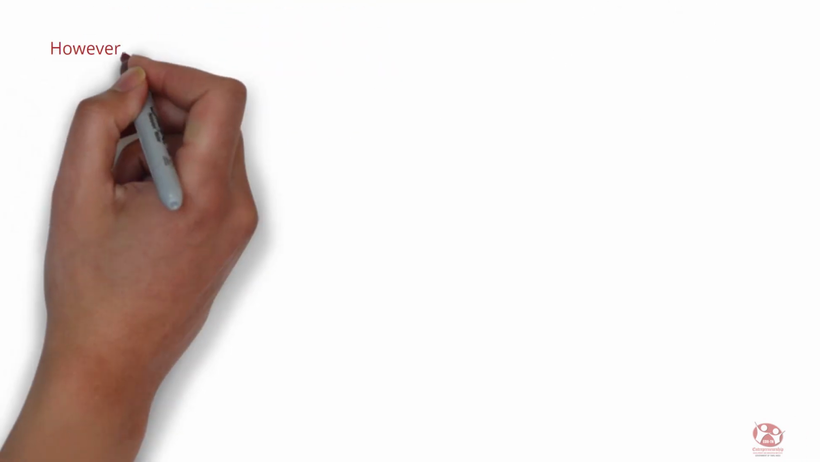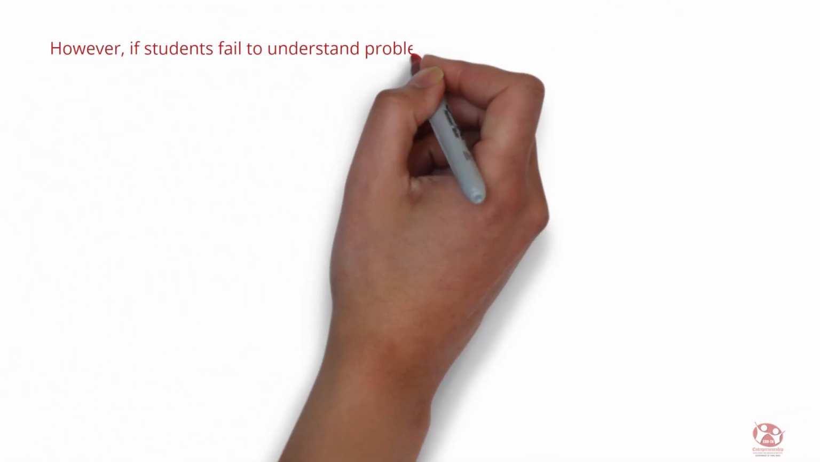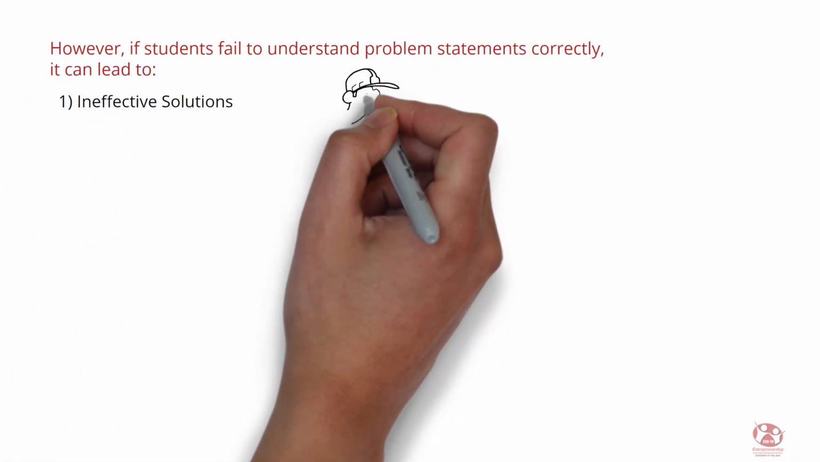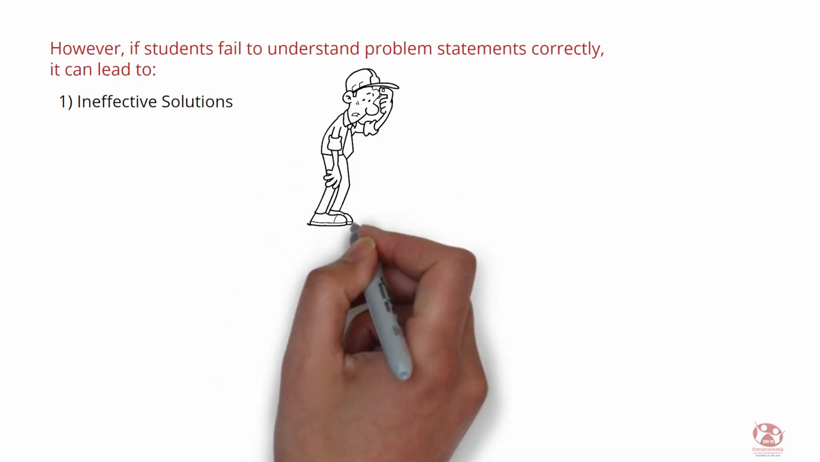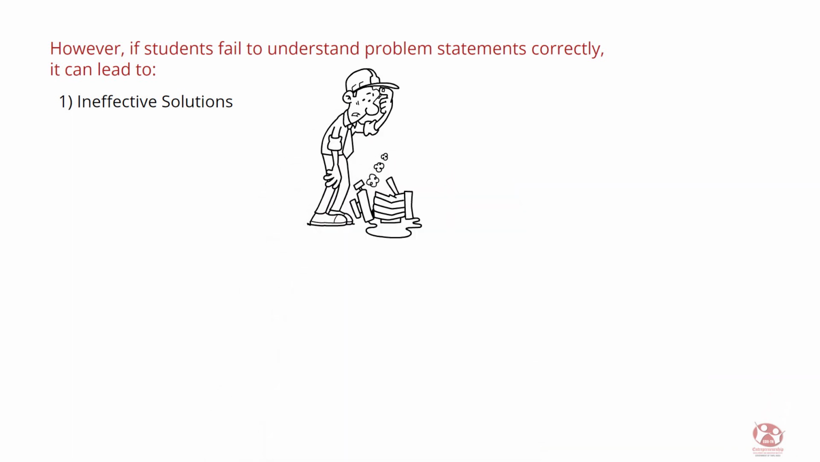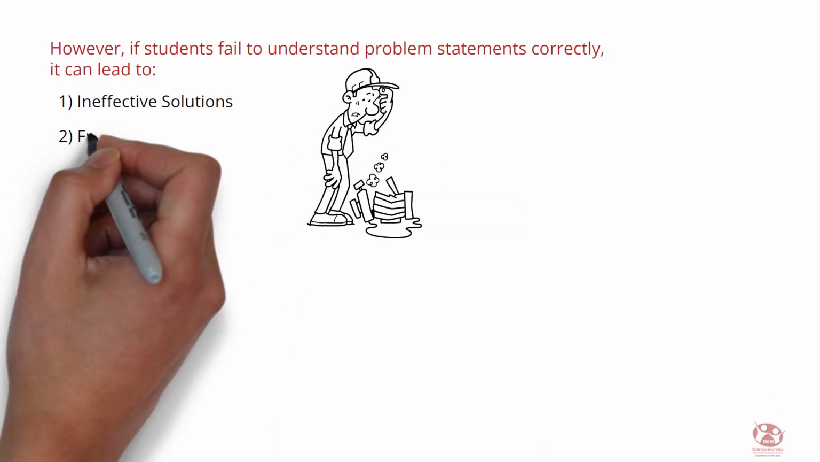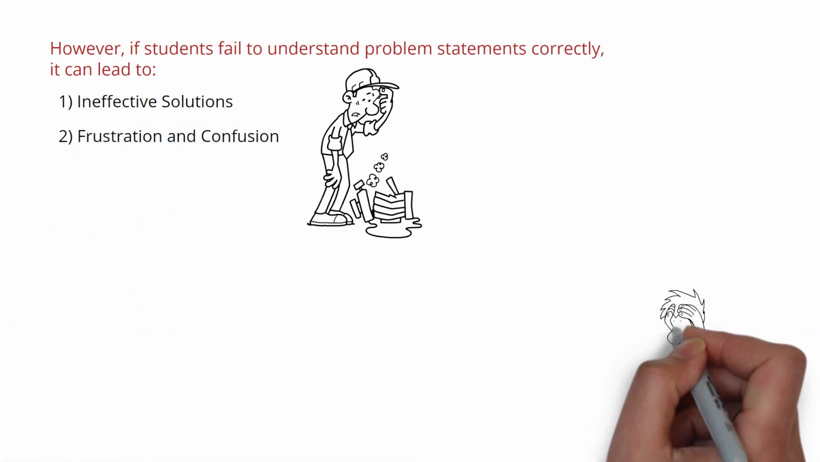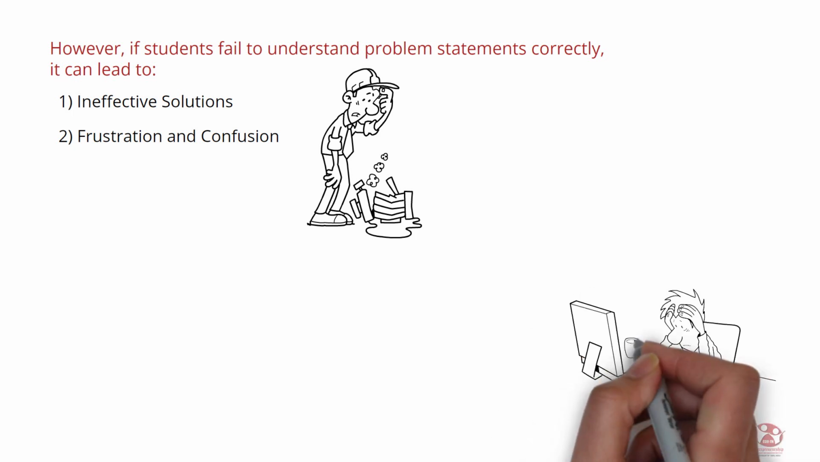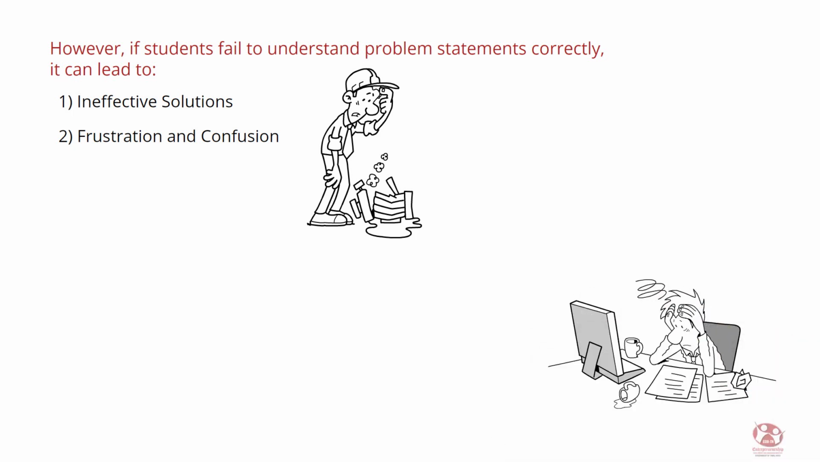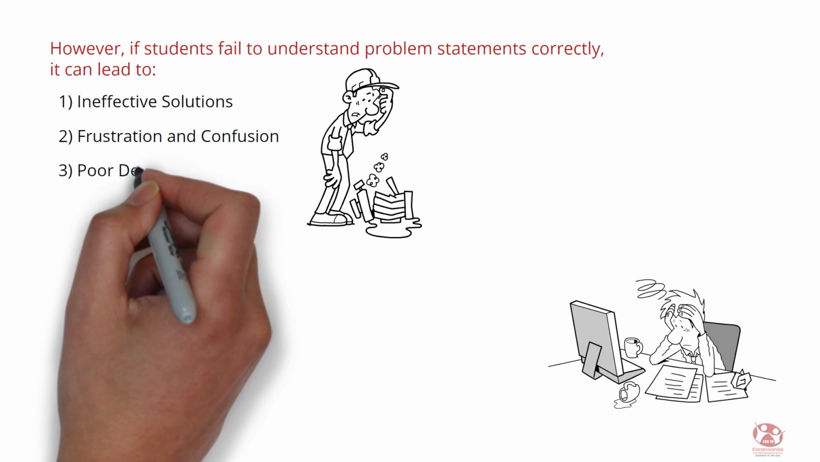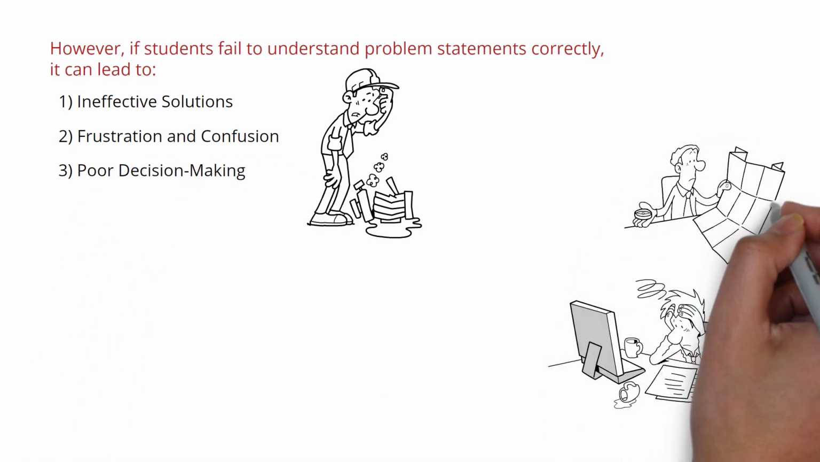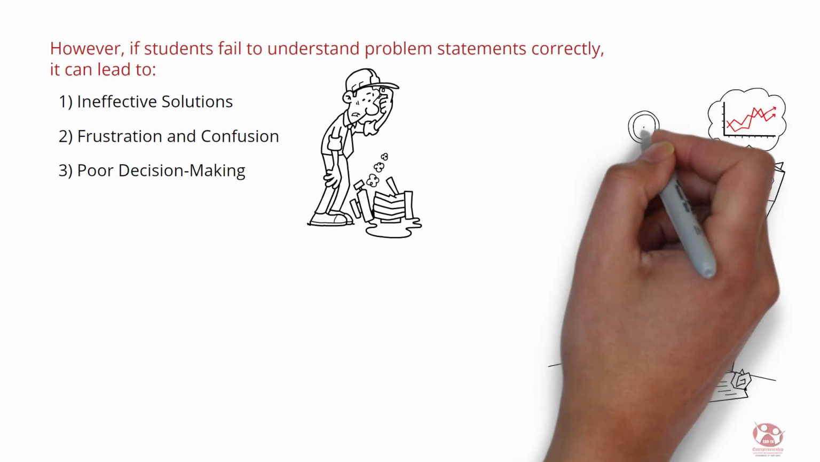However, on the flip side, if students fail to understand problem statements correctly, it can lead to ineffective solutions. Poorly defined problems hinder the development of effective solutions, limiting innovation potential. It can also lead to frustration and confusion. Lack of clarity in problem statements can lead to frustration and demotivation among students. Also, inadequate understanding of the problem leads to poor decision making based on incomplete or inaccurate information.